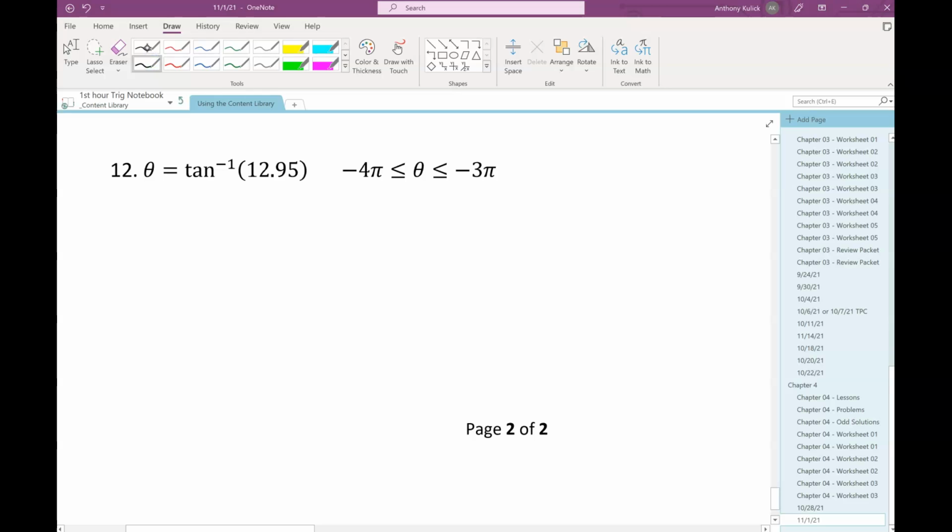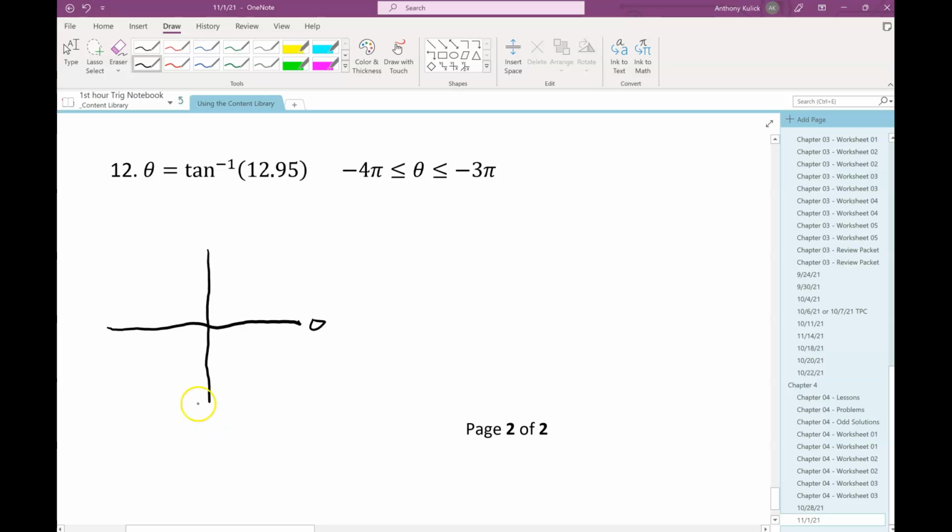So again, I'm going to start by drawing my picture to figure out where my theta lies. Notice this time when I'm given the range of values that the theta is a negative value, right? Because we're between negative 4 pi and negative 3 pi. So when I'm drawing my picture, I'm remembering to go clockwise around instead of counterclockwise.